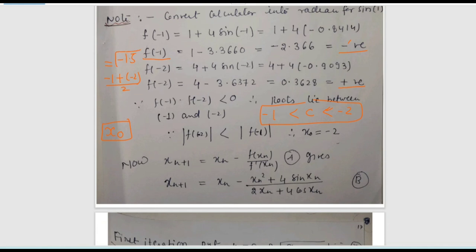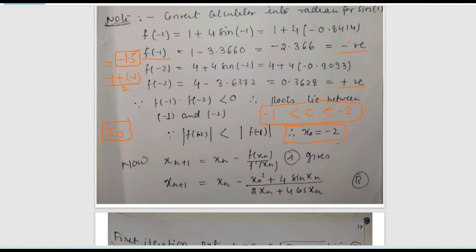So you can start with minus 1.5, or you can just see which is the nearer root. If you are seeing which is the nearer root to 0, so f of minus 2 absolutely, what is the value of f of minus 2? This is 0.3628 absolutely, while f of minus 1 absolutely is 2.366. So this is the least value, f of minus 2. So you can say the root is lying nearer to minus 2. So you can start your iteration with x0 equals minus 2, right?